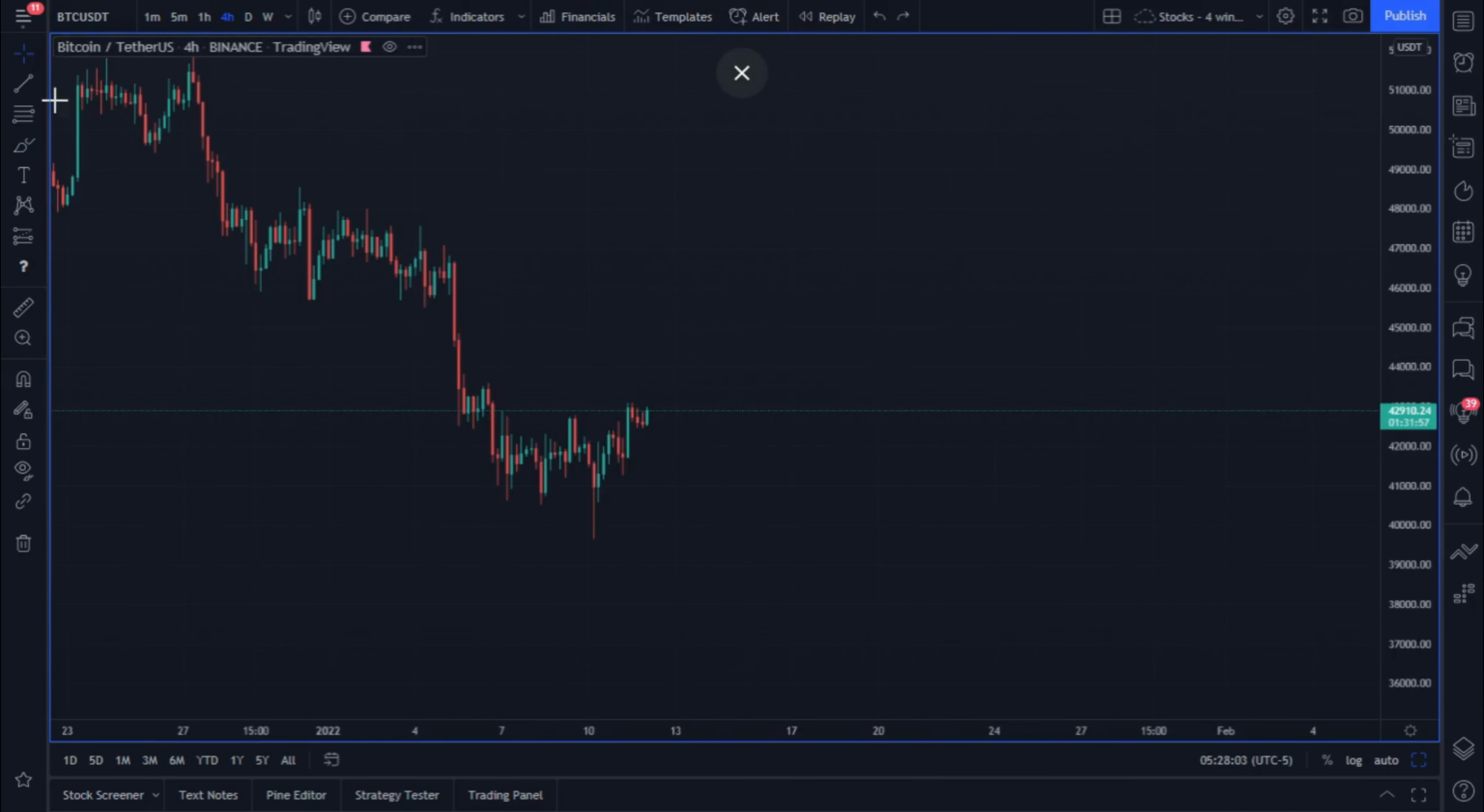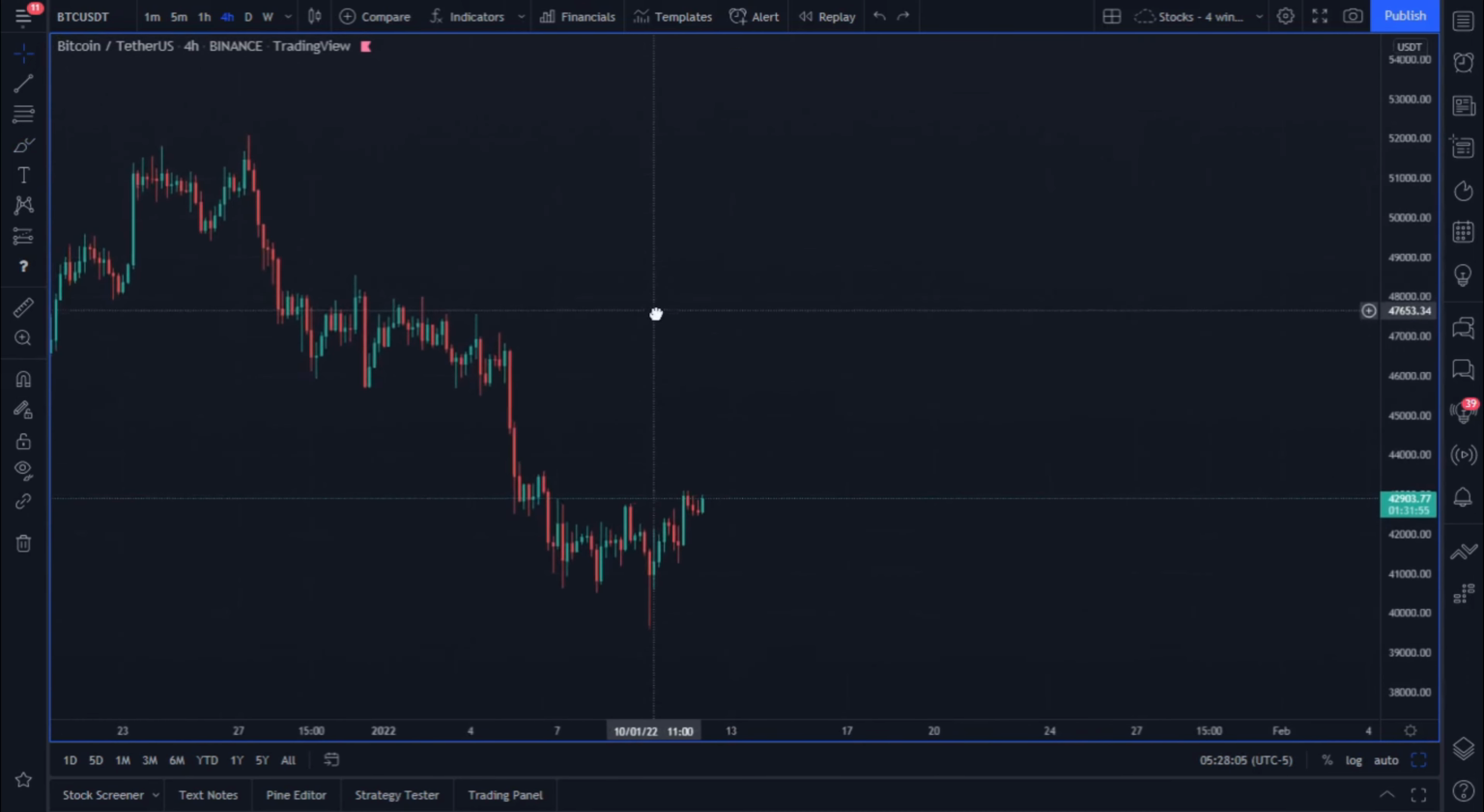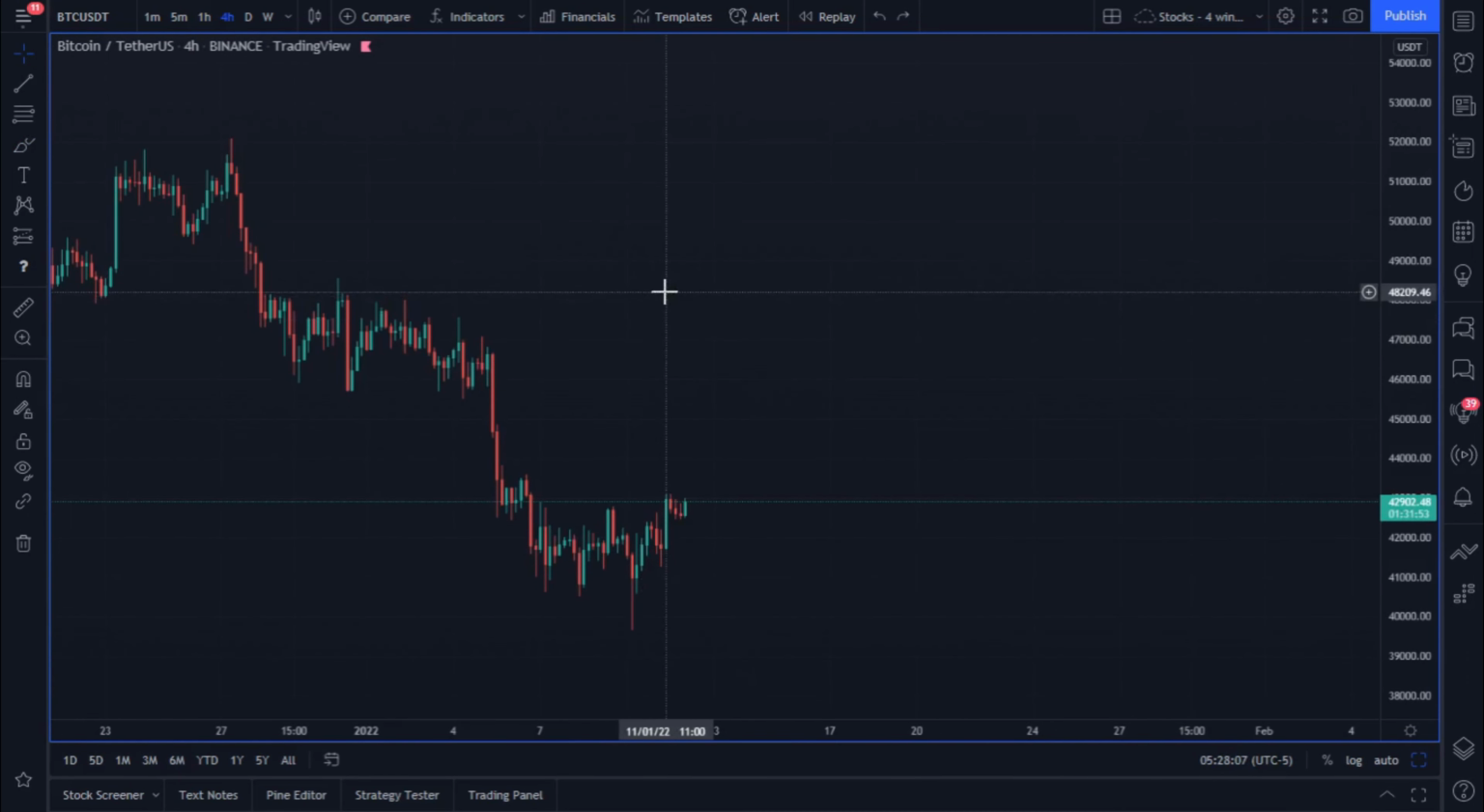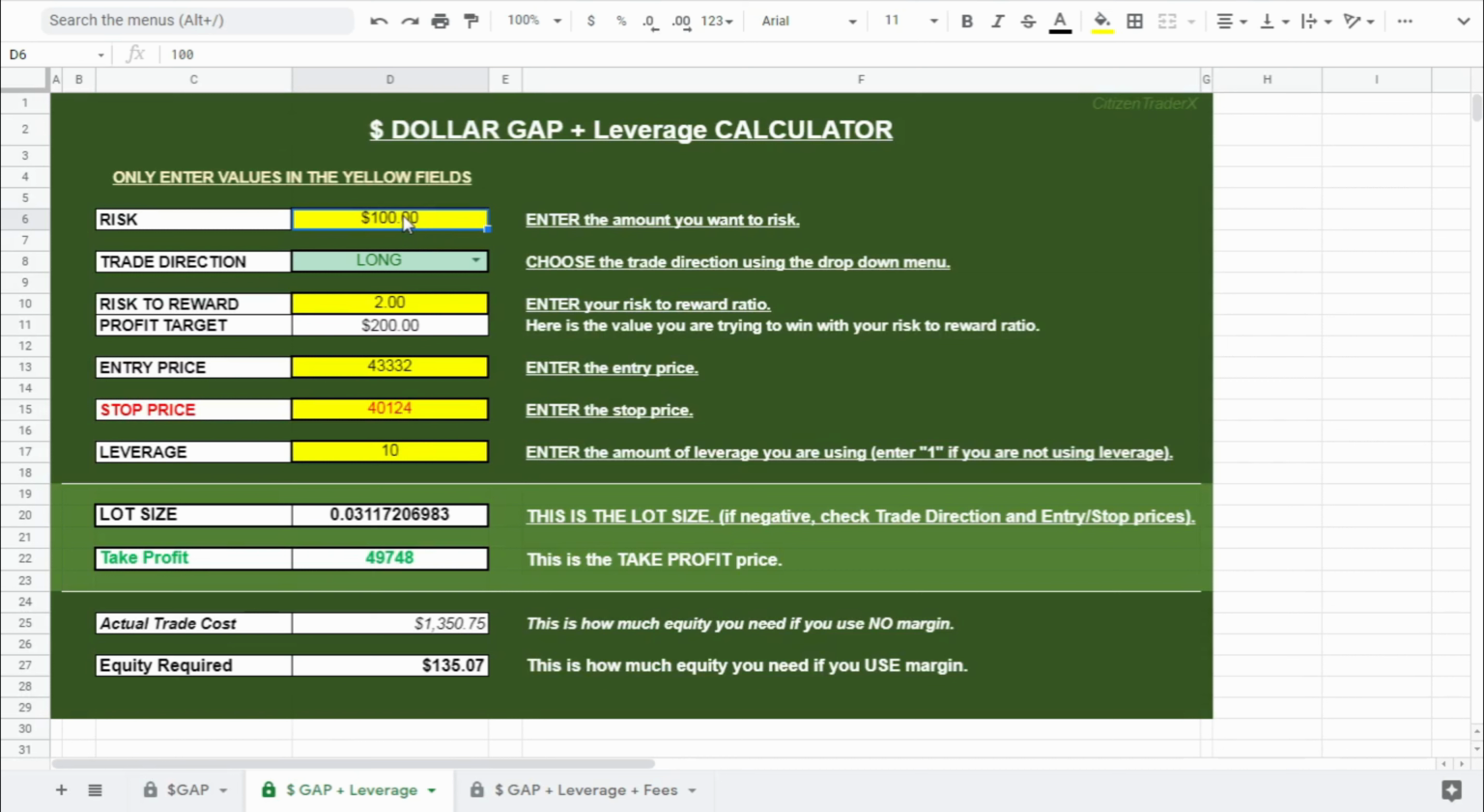Okay, let's go to that tool, the infamous brush tool. All right, let's clear these things as well. Let's start fresh.